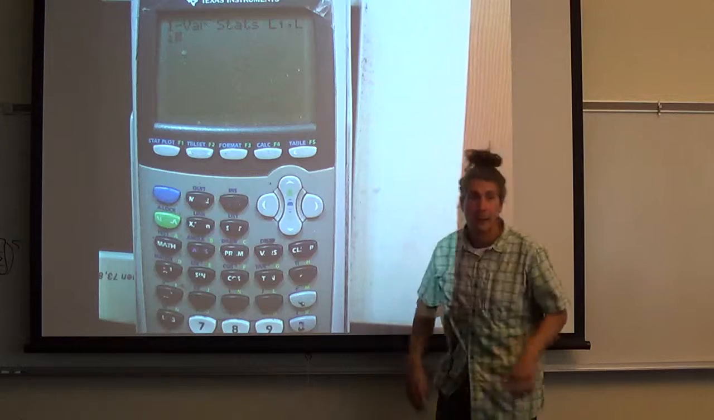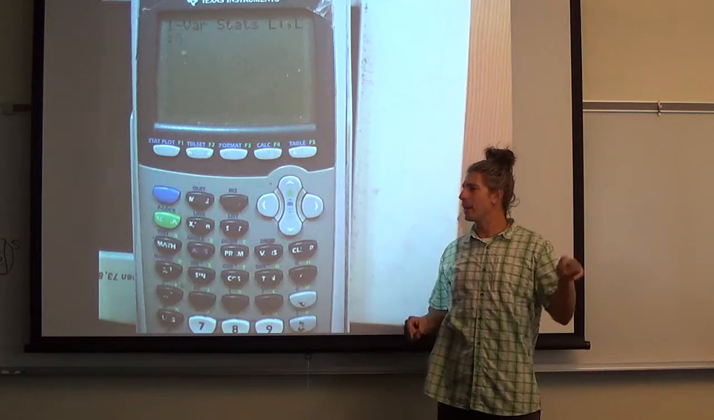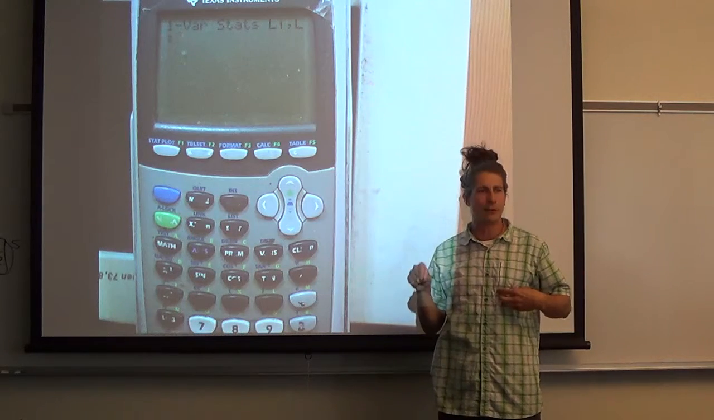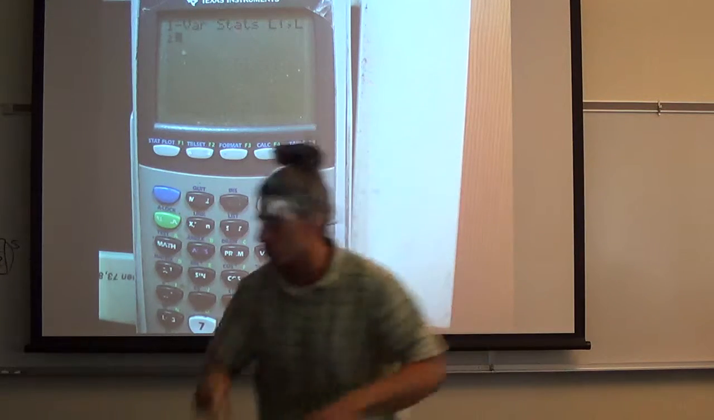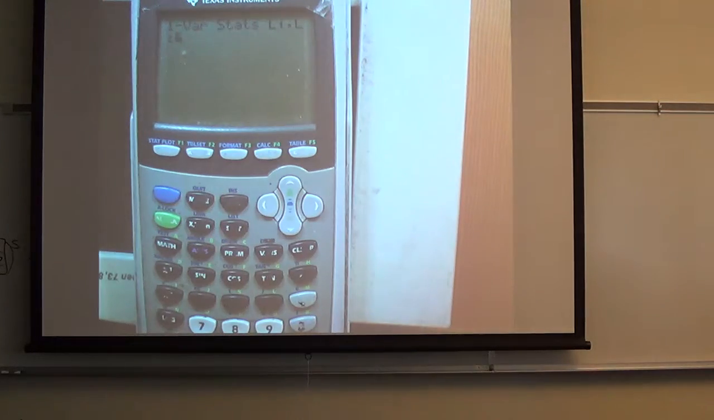And it should look like that. If anybody else pressed 1-Var Stats, did it look different on your screen than mine did? Can I fix it real quick? Dave, if you don't mind. Oh, you got it, it's the 84. Okay, good. I can make this work. Yeah, they have a bug that they didn't fix.